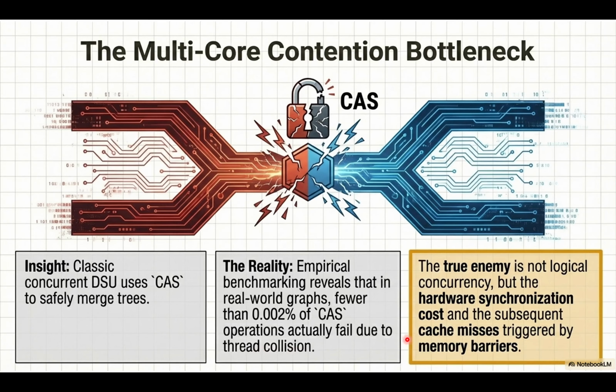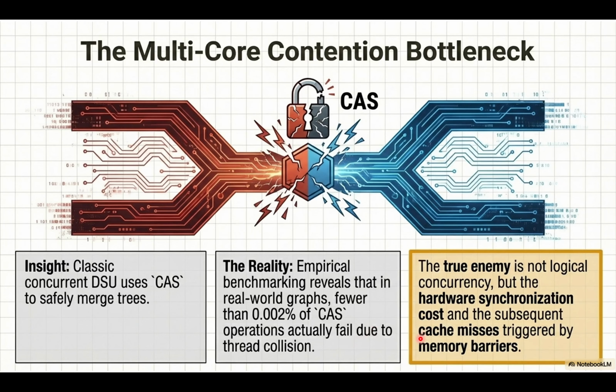But empirical benchmarking reveals a really stunning reality. According to the presentation data, when running these algorithms on real-world graphs, fewer than 0.002% of CAS operations actually fail due to a thread collision. Oh, wow. So using a CAS lock is like installing a massive 2-ton steel bank vault door on your kitchen refrigerator, just because you are terrified your roommate might reach for the same milk jug at the exact same millisecond. That's a hilarious visualization, but yes, exactly. The real bottleneck to getting a snack isn't the threat of your roommate. The bottleneck is the sheer physical energy and time you burn constantly spinning that heavy vault wheel every single time you want a glass of milk.